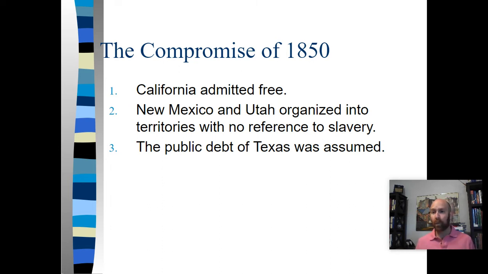And so, one way to do that is to have the national government, the federal government, assume the debt of Texas. And so, if California comes in free, and then New Mexico and Utah are organized without reference to slavery, right now, the North is getting more out of this than the South. And so, assuming the debt of Texas becomes important to the South and is one of the things that is going to ease the struggle of California entering the Union.